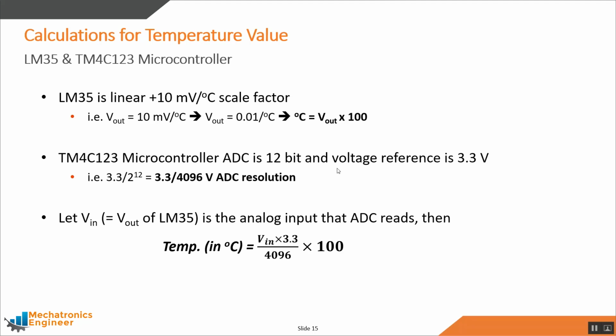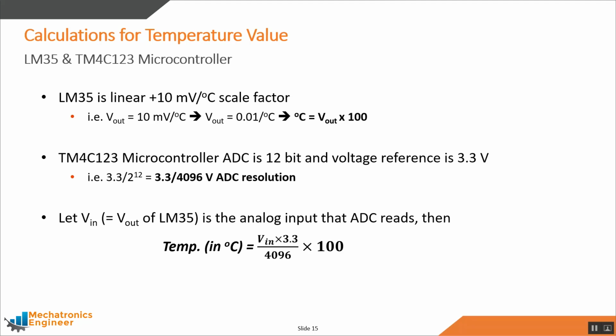And if we are using the internal voltage reference, which is 3.3 volt, then the ADC resolution will be 3.3 divided by 4096. So manipulating these two results, the temperature out can be calculated by using this formula. In our C language program, we will be implementing this formula for calculating the temperature.